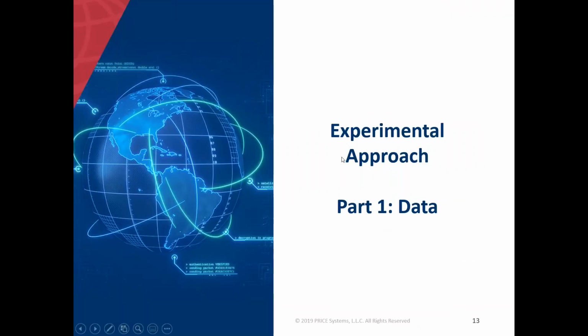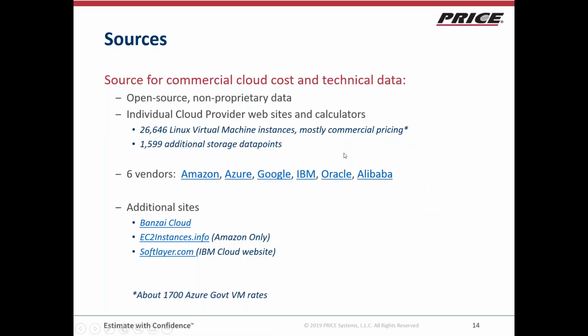So let me talk about the data for both the virtual machine and the storage models. Again, this is open source, non-proprietary data that we collected, about 28,000 data points. About 27,000 of those were Linux virtual machine instances. There were about 17 government rates in there just from one provider, so we did not feel comfortable separating that into a different model.